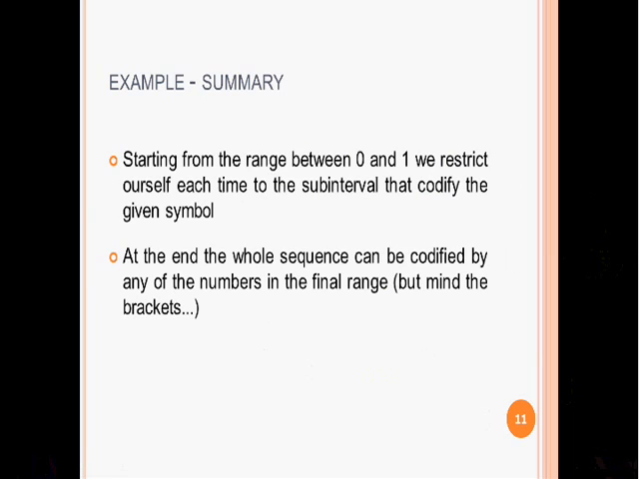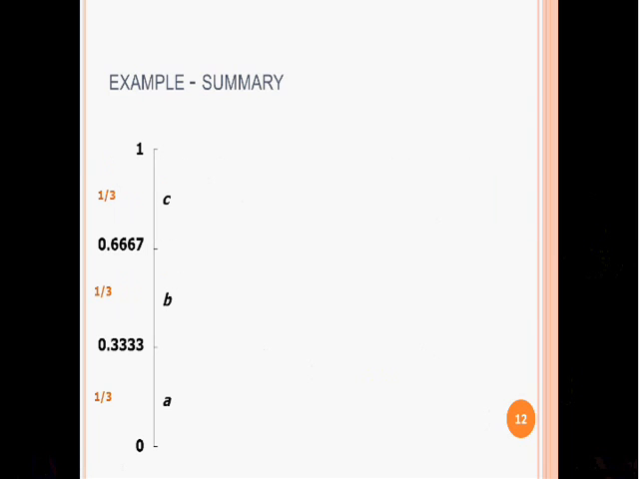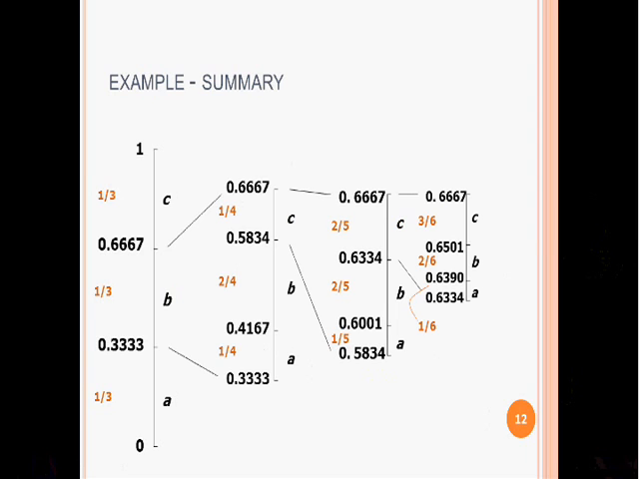So we saw that starting from the range between 0 and 1, we restrict ourselves each time to the sub-interval that codifies the given symbol. And at the end, the whole sequence can be codified by any of the numbers in the final range. So here's the summary of what we did just now. So this is the final interval and the value.